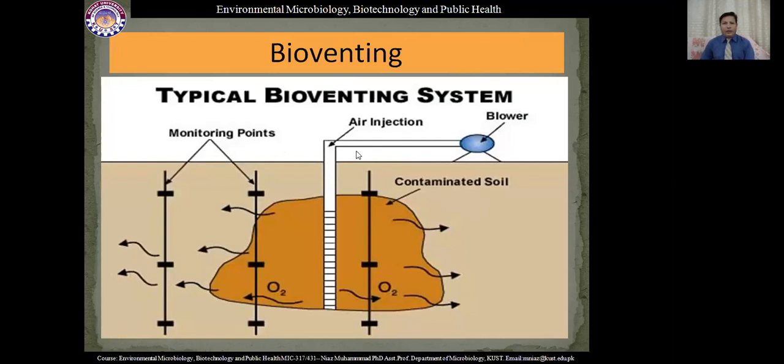Another technique we can use is bioventing. This is a typical bioventing system. Suppose there is a pollutant inside the soil. Due to leakage of an underground tank, this chemical went into the soil. We want to remediate it, we want to clean it, because if we do not clean it, it will go into the water and cause secondary consequences, contaminating the soil.